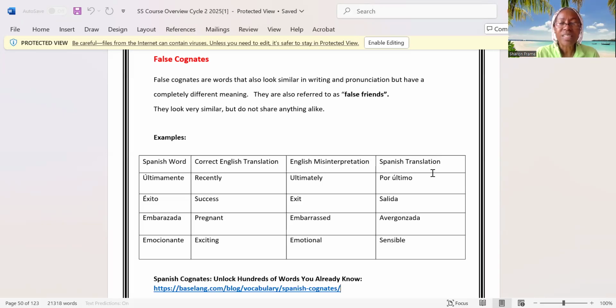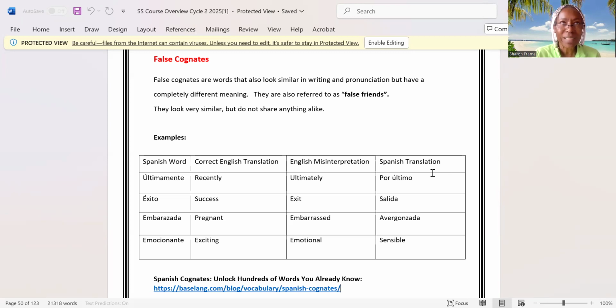And then exit in Spanish is actually salida. So you can see how those are what? False cognates. And as you look at the other two, especially embarazada, it sounds like it should be embarrassed, but it's totally different. And that could cause a lot of either jokes or embarrassment, right? If you're not clear on what those two words mean. They don't mean the same thing.